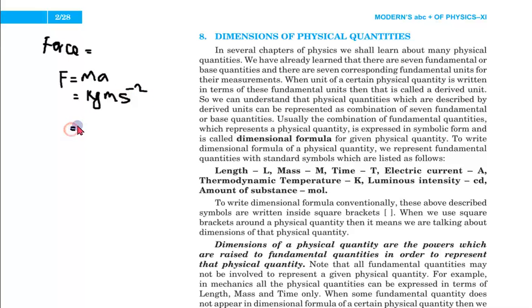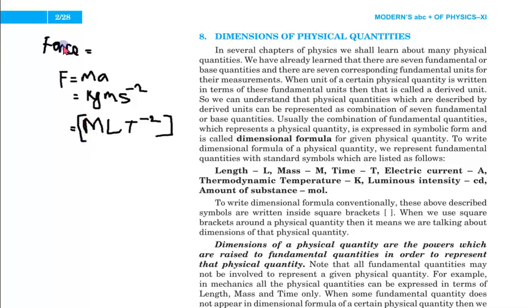So kg is mass, so let me write it as capital M. Meter is length. Second stands for time, it's a measure of time. So I can write like this. Here is the dimensional formula of force.